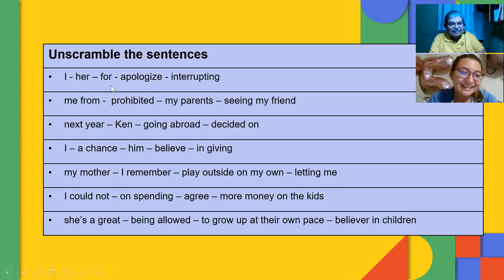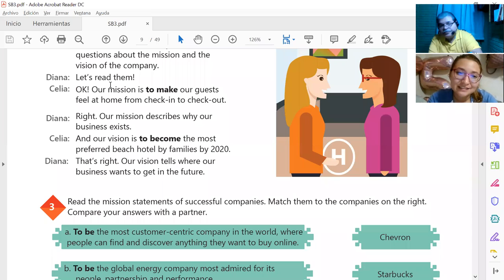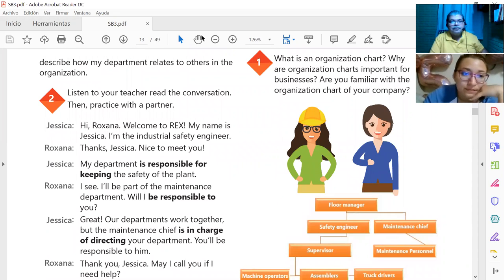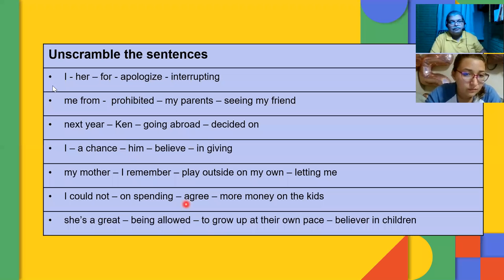Ok. Si te acuerdas, esto era que vimos acá. Que after preposition, después de la preposición, el verbo va en ing. Por ejemplo, acá: My department is responsible for keeping the safety of the plant. Entonces, dijimos que después de preposición, el verbo va generalmente en ing. The maintenance chief is in charge of directing your department. Entonces, estas oraciones son acerca de eso, pero están en desorden, entonces hay que ordenarlas.